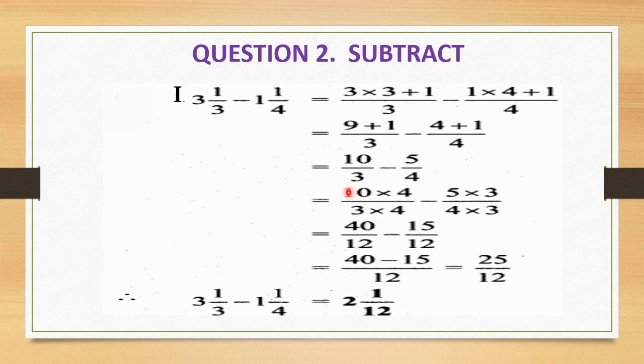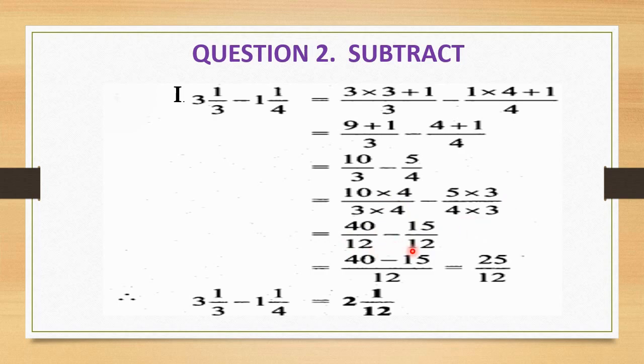So to keep our denominator same, we will multiply here by 4, and for 5 by 4 we will multiply both sides by 3. So 10 multiplied by 4 upon 3 multiplied by 4 minus 5 multiplied by 3 upon 4 multiplied by 3. So here you will get 10 multiplied by 4, that is 40 upon 3 4s are 12 minus 5 3s are 15 upon 4 3s are 12.